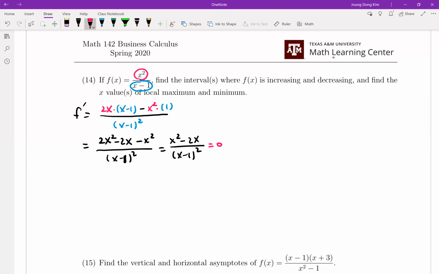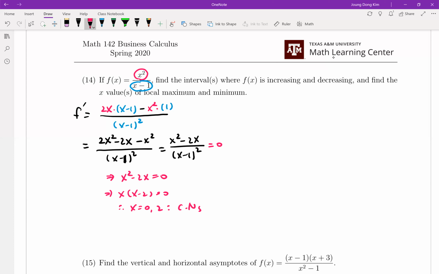Whenever your fraction form equals 0, that simply means your numerator equals 0, okay? So one more time, factoring with common factor, then we can find x equal to 0 and 2 are the critical numbers, okay?